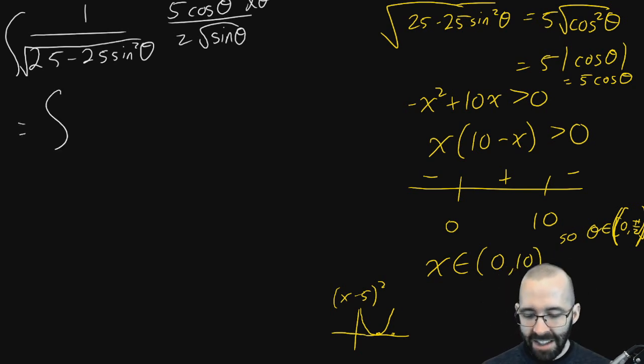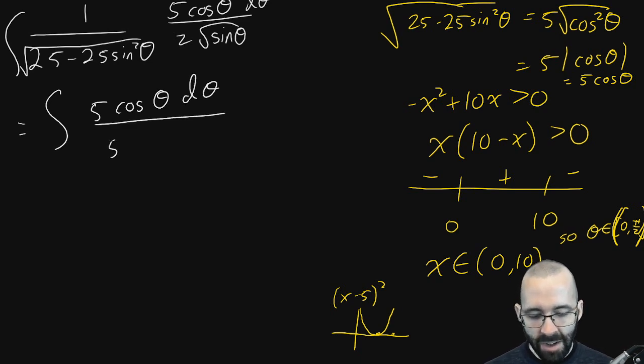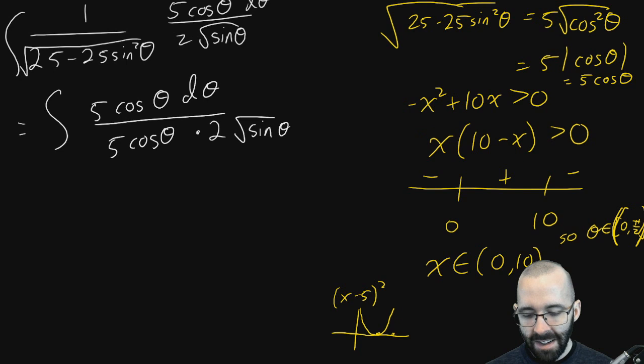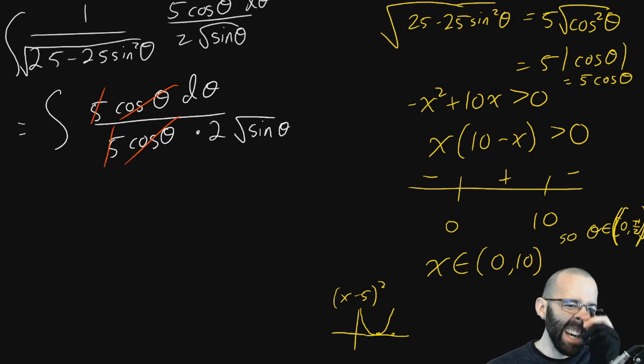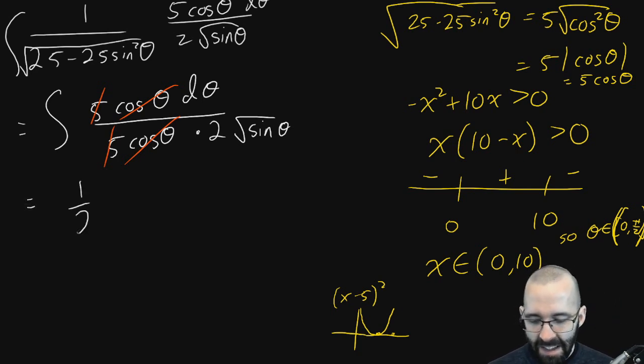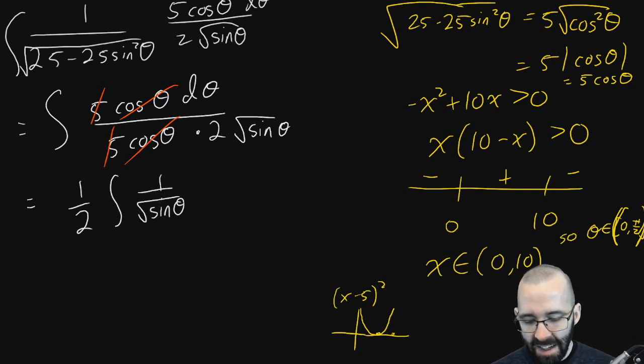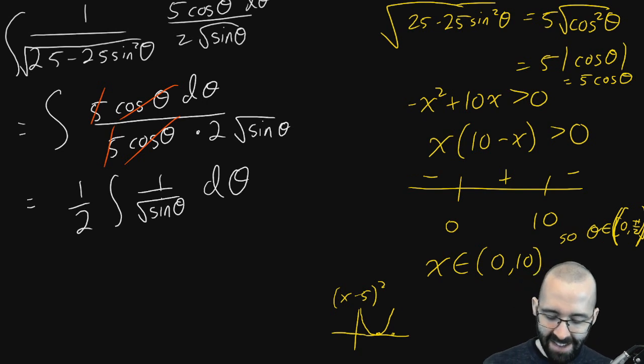So this becomes the integral of 5 cosine of theta d theta over that square root. We said that square root is 5 cosine of theta. And there's still a 2 for the sine theta down here. Oh, this is nice. Beautiful. Wait, I don't know if it is beautiful. Wait, this might be terrible. This is 1/2 integral of 1 over the square root of sine of theta d theta. Do we know how to do this? I don't know how to do this.